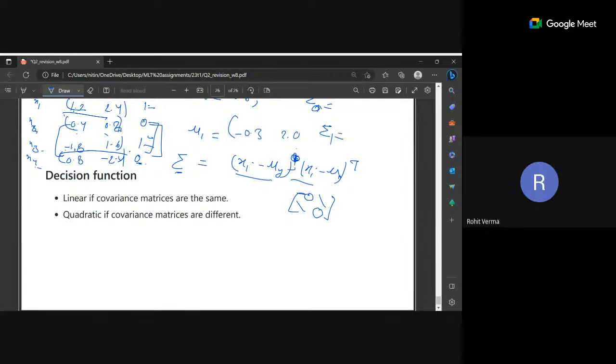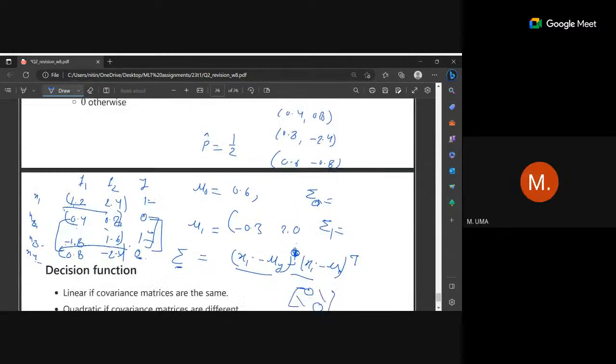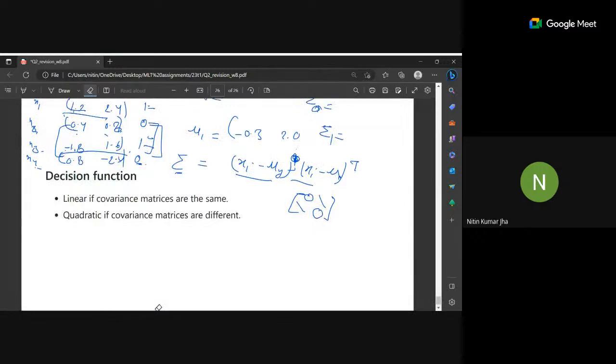Sir, can you once again tell this second example roughly? Yeah. So here I need to estimate these parameters. So I need to estimate mu 0. Mu 0 will be the mean of all class 0 points, right? I have two class 0 points, 0.4, 0.8 and 0.8, negative 2.4. So I need to take the mean of these points. This is 0.6 and this is negative 0.8. So this is your mu 0, and similarly mu 1 will be computed from 1.2, 2.4 and the other class 1 point. Whatever points belong to class 1, take the mean of those, and that will be your mu 1.